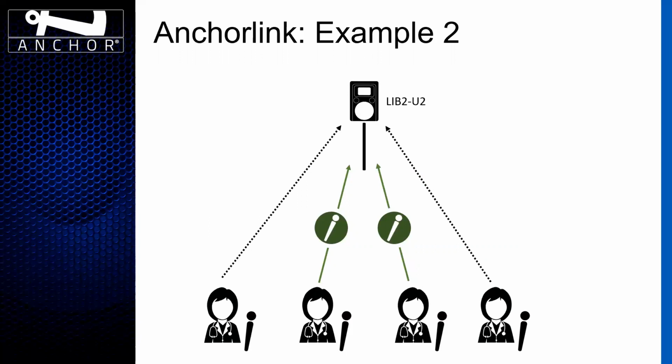Example 2 is then they actually realized they wanted 4 nurses to be talking to the system at once. And this would not work because the Liberty can only handle 2 wireless microphones, but there's 4 that want to talk to it. So the way to correct this situation is to change the Liberty U2 to a U4. Then that is good to be able to handle 4 people talking to it at one time.